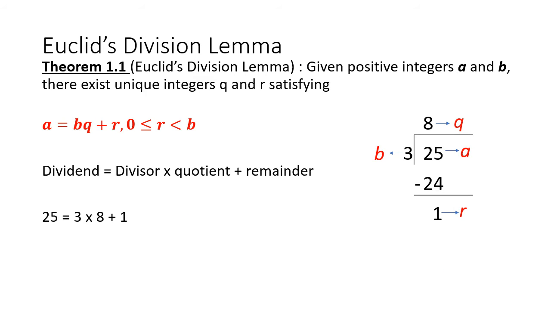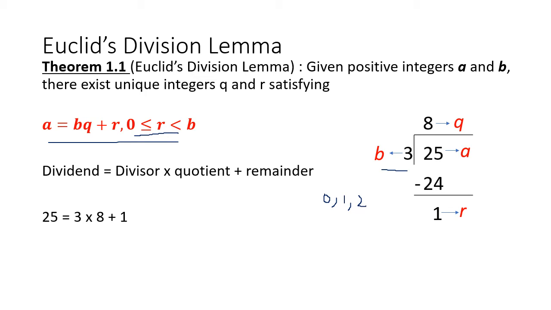So Euclid's division lemma is in the form a equal to bq plus r, where r is the remainder. So r can be 0, greater than 0, but it has to be less than b. So here b is 3. Since b is 3 here, r can only be 0, 1 and 2. So here, because b is 3, r can be 0, r can be 1, or r can be 2, but r cannot be 3. Why can r not be 3?